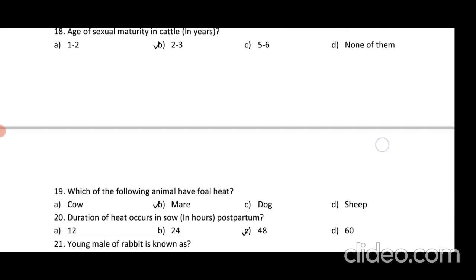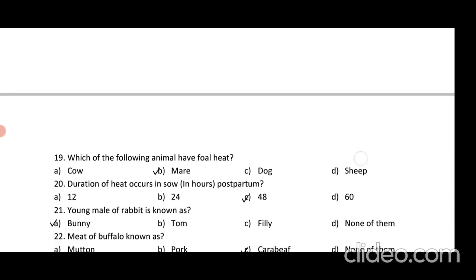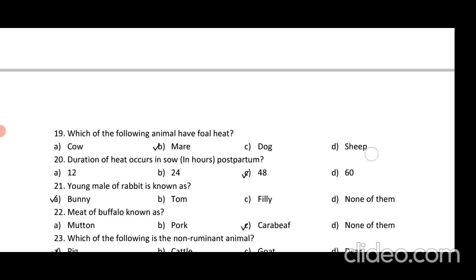Which of the following animal have foal heat? Mare. Duration of heat in sow in hours is 48. 48 hours, or 2 days, is the duration of heat in sow. Young male of a rabbit is known as bunny. Meat of buffalo is known as carabeef.